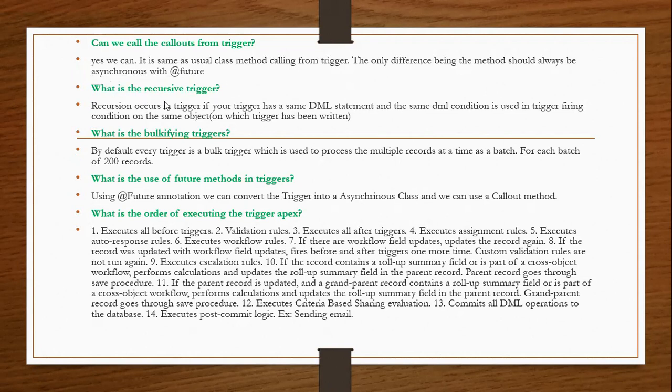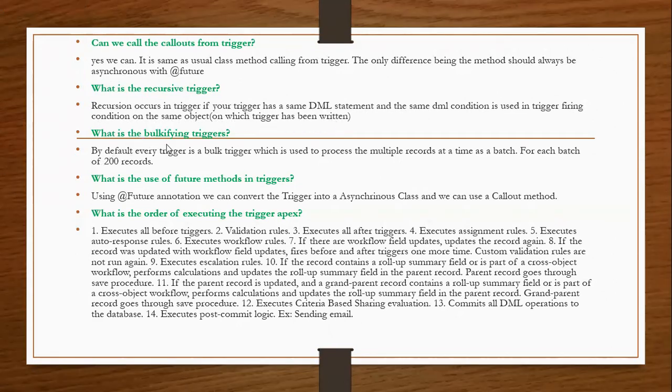Next question, what is recursion in the triggers? Recursion occurs when a trigger has some DML statement, and that DML condition causes the trigger to fire again on the same object on which the trigger has been written.